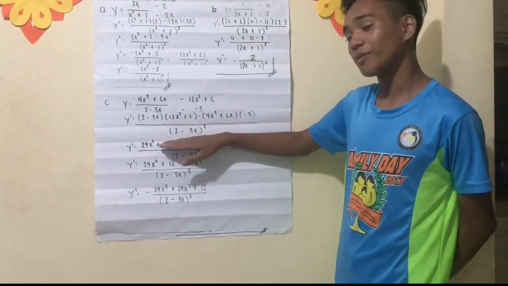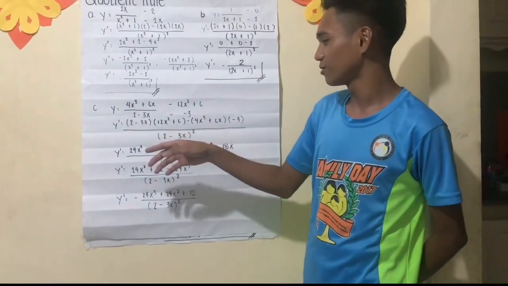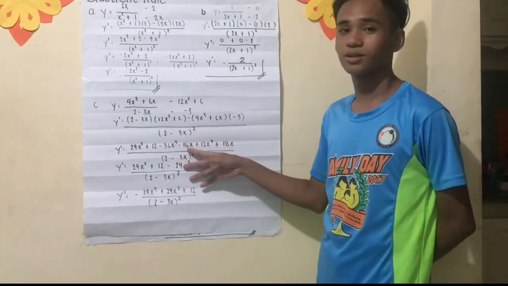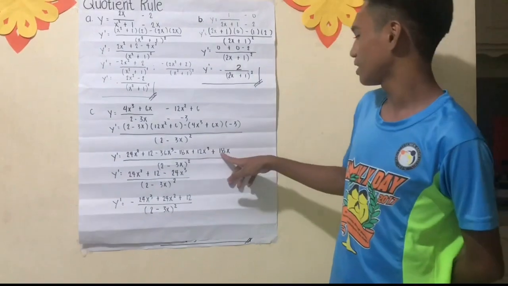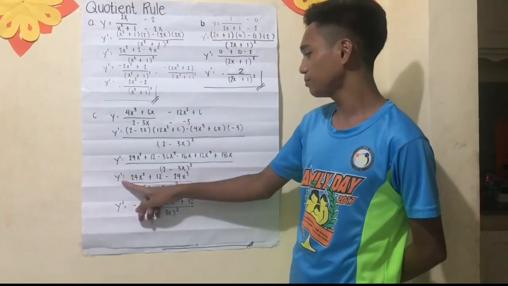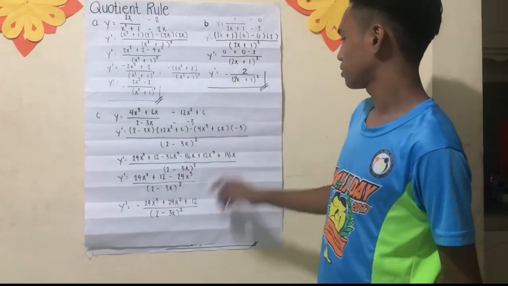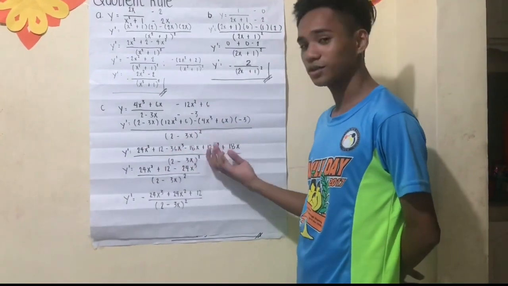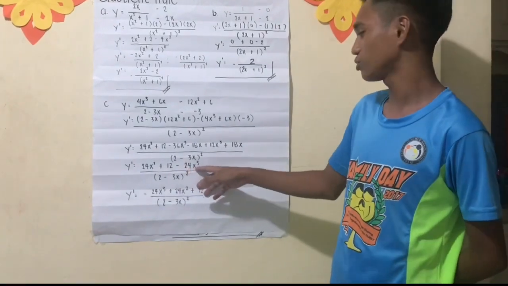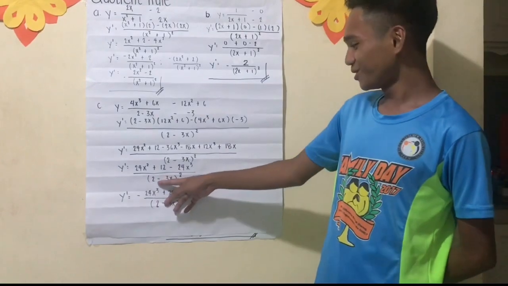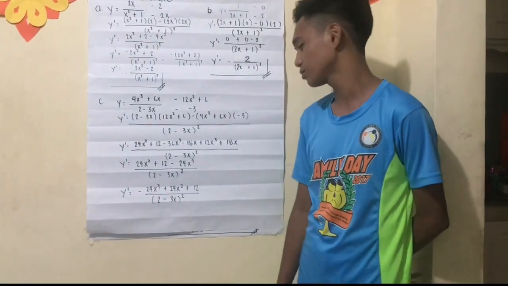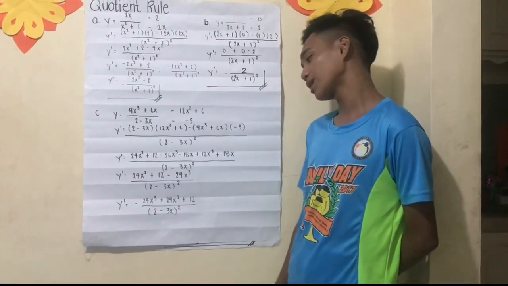So use the distributive property and you can get this answer. So y prime is equal to 24x squared plus 12 minus 3x cubed minus 8x plus 12x cubed plus 18x over the quantity of 2 minus 3x raised to the power of 2. Next, you need first to cancel like terms and subtract this because they are the same. So next, y prime is equal to 24x squared plus 12 minus 24x cubed over the quantity of 2 minus 3x raised to the power of 2. So the final answer is y prime is equal to negative 24x cubed plus 24x squared plus 12 over the quantity of 2 minus 3x raised to the power of 2.